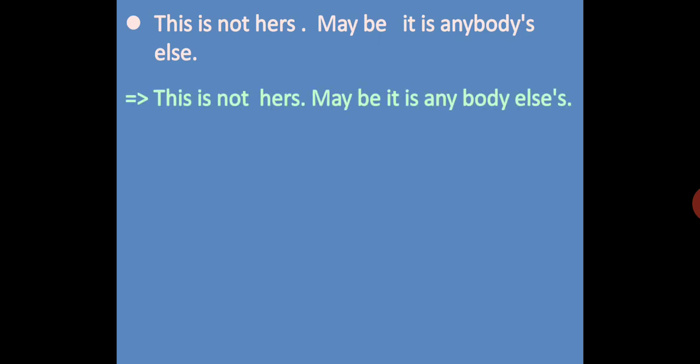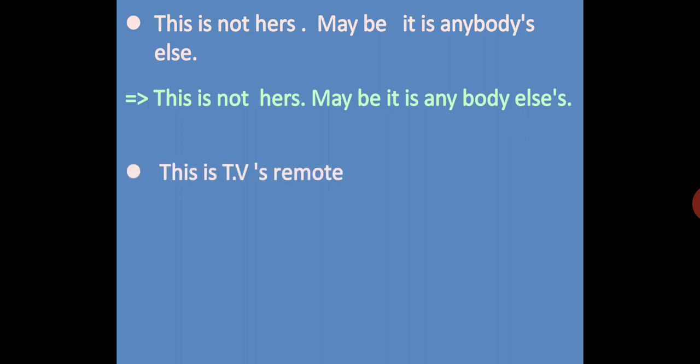The next sentence is, this is not hers, maybe it is anybody's else. Here what is wrong in the sentence? Yes, apostrophe s with anybody is the wrong pattern. So, what is the right answer? Yes, I think you got it. This is not hers, maybe it is anybody else's. Yes, we use apostrophe s with else.